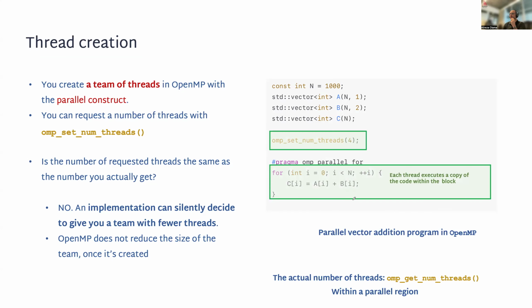And if you want to know how many threads OpenMP created for you and to check if it created the exact number that you needed, you can use this omp_get_num_threads within your parallel region. So it's important that you have this here, right? In this block that you have this pragma.